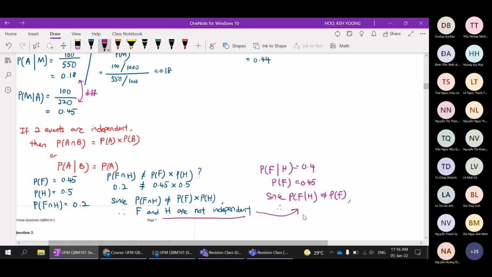With the same final answers, the two events are not independent. Use either way to prove. Any questions for this proving of the independence of two events?